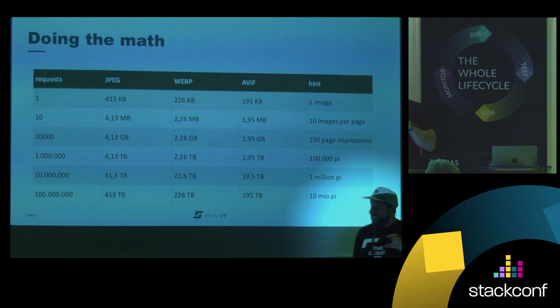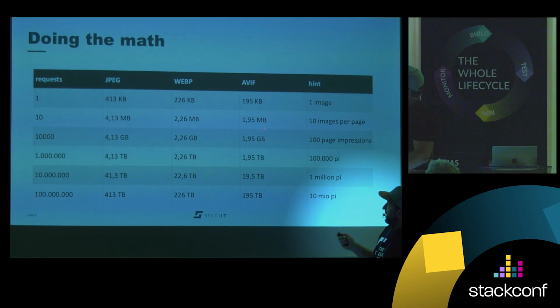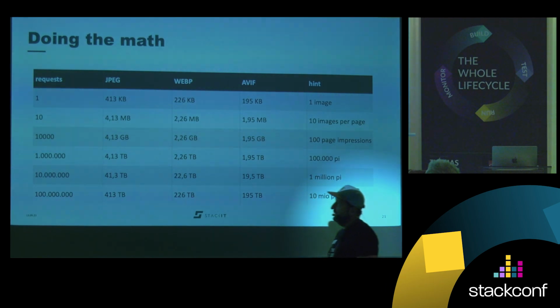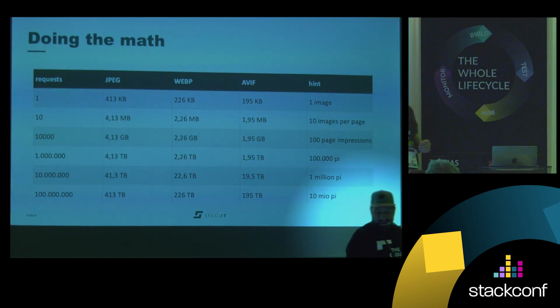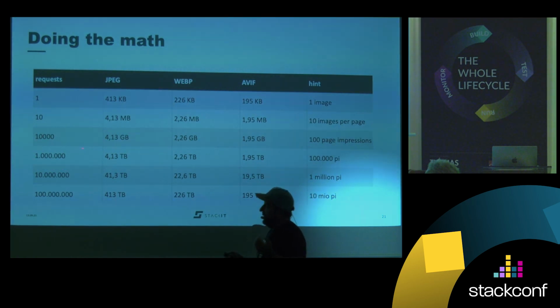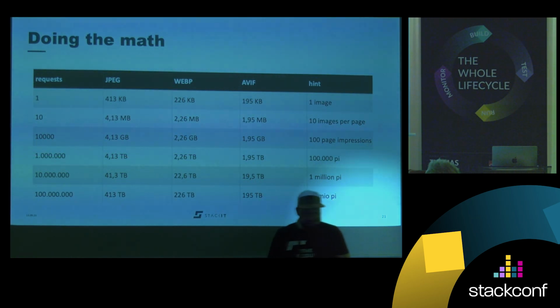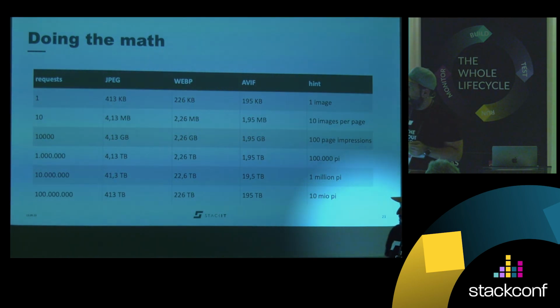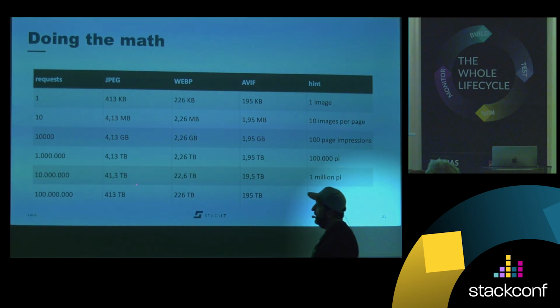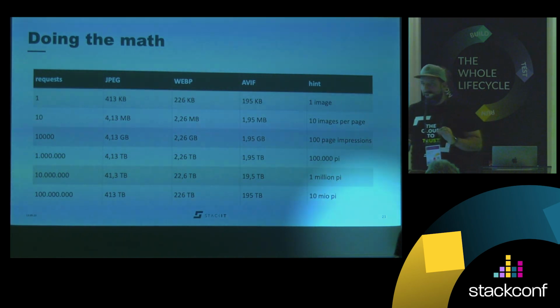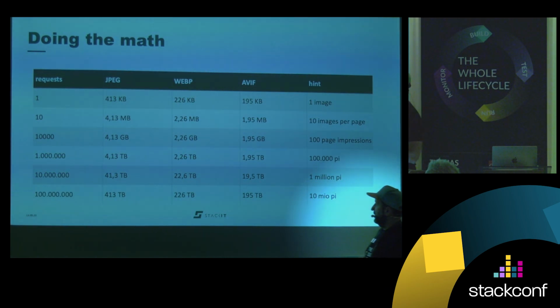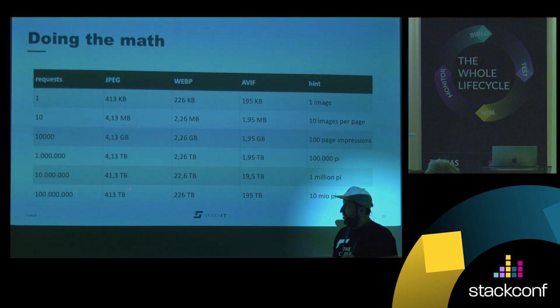The second line is when we are having 10 of these images on a page, it's already 2.26 megabytes versus 4.1. That's not much of a problem. If 10,000 people are accessing this site, we're talking about gigabytes already. If we have 1 million requests per day, per month, we are already in the terabyte scale. If we're having 10 million impressions on the page, we have 40 terabytes already just with images. And if you're talking about 100 million requests, which is quite common when you're doing it on larger scale, we're in this scale, 400 terabytes versus 200.